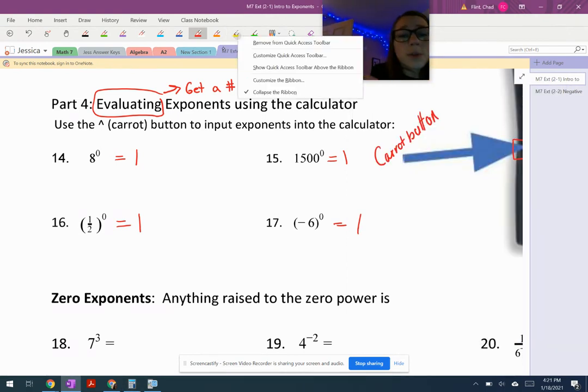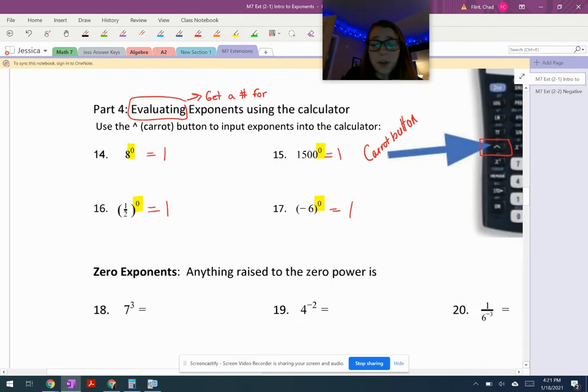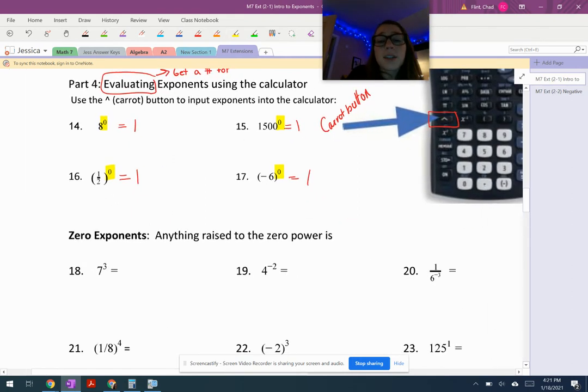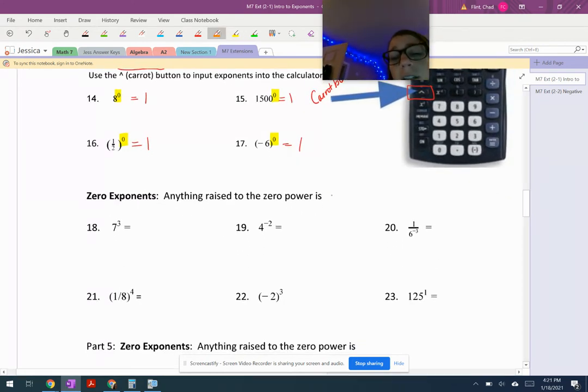Notice, what was the exponent in every single one of these? You can see that the exponent on all of these was a 0. And you can also notice that I got 1 back as an answer for anything. So that leads us to believe that anything raised to the 0 power is equal to 1.